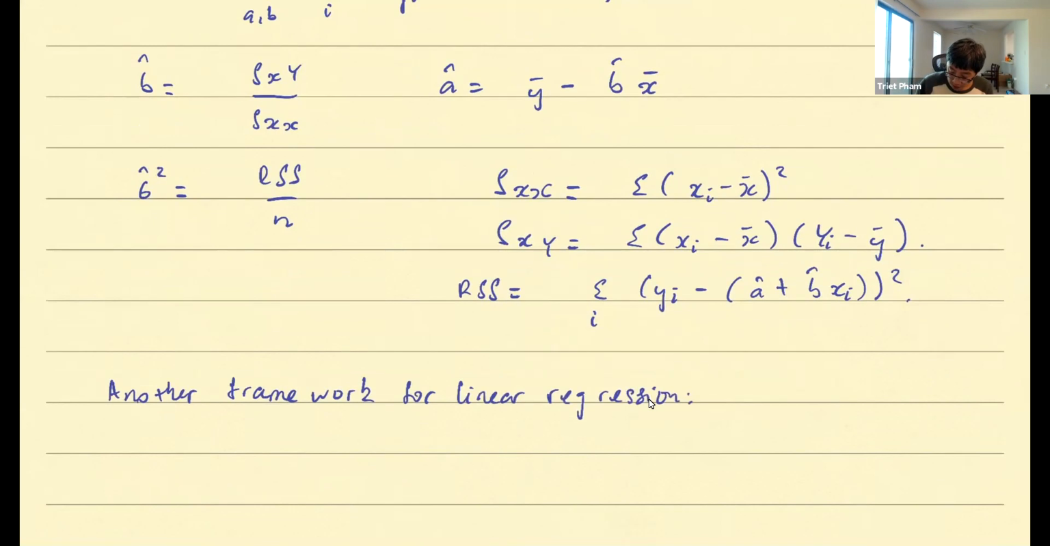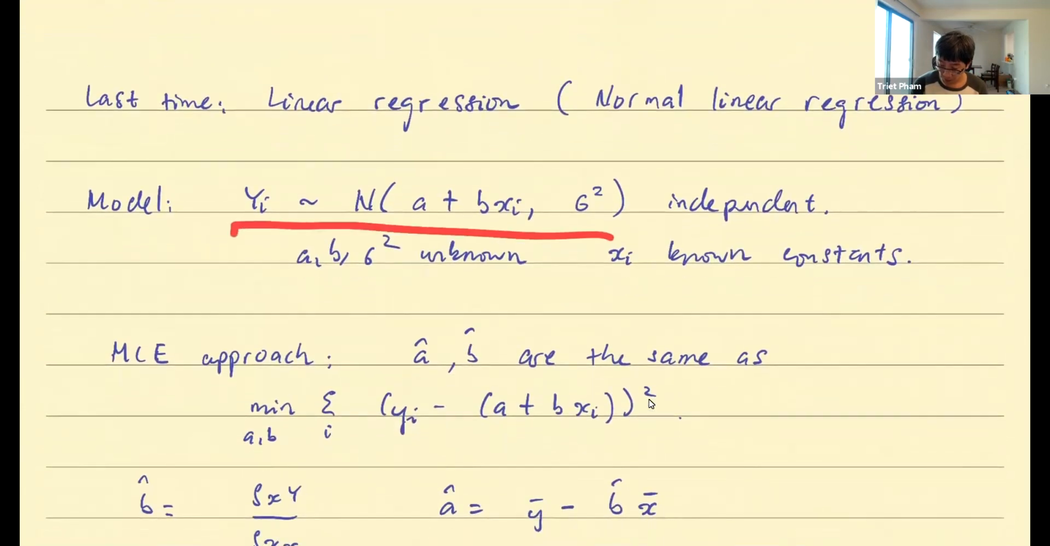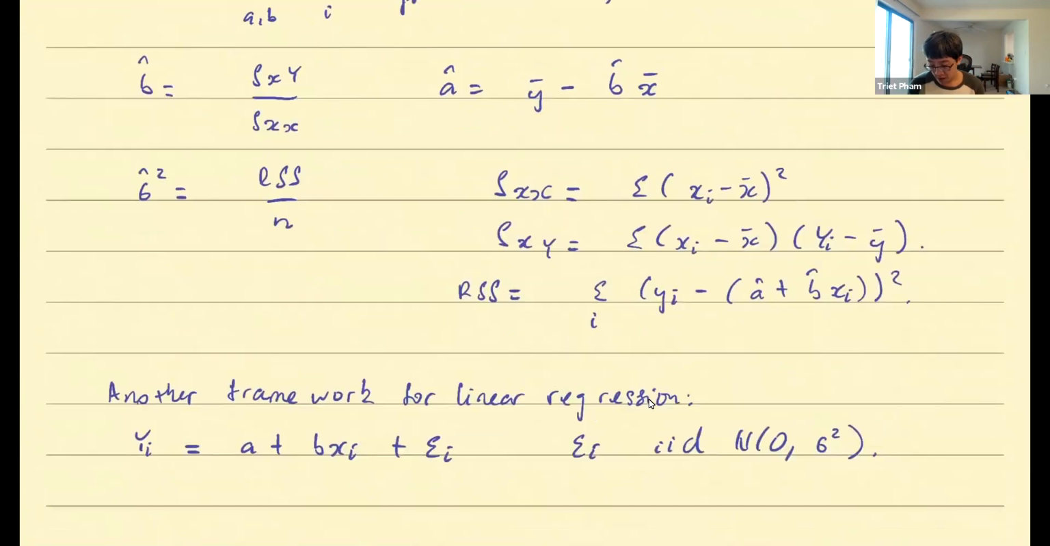So the other framework you might see is this: yi is equal to a plus b xi plus epsilon i, where the epsilon i are IID normal, 0, sigma square. That is the other way that people usually phrase it. And to be fair, I think this is probably the one you see more often than what I wrote up here. Or maybe, in a machine learning class, you may see this.